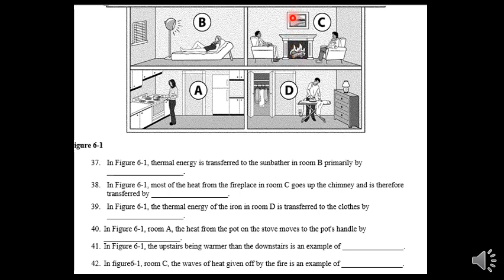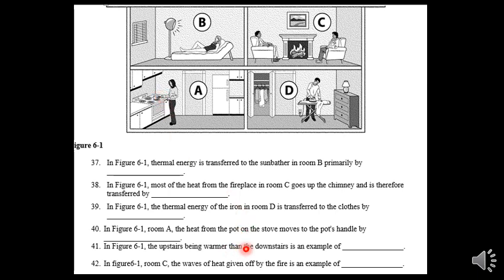It's very inefficient. The thermal energy in the iron in room D, well, if it's touching, conduction is touching. So that's going to be two solid objects touching each other. And then in room A, the heat from the pot on the stove moves to the pot handle. Well, that's conduction as well. It's all touching and connected together. So it moves through solid objects through conduction.